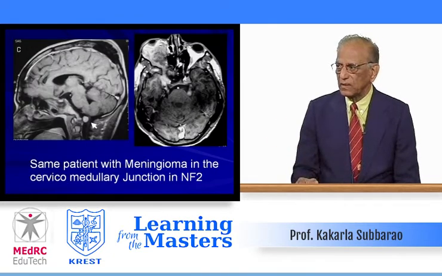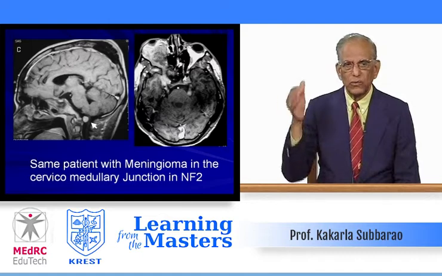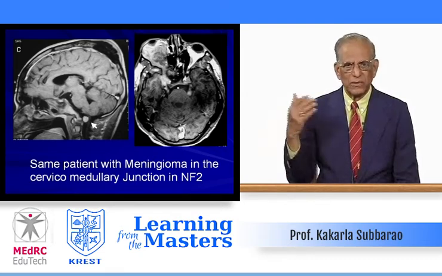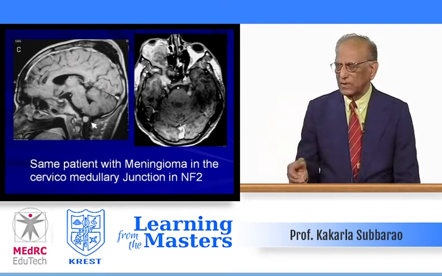Same patient again. That's why in NF2 we have to survey the entire spinal cord, because spinal cord tumors are very common, namely meningiomas, neurofibromas, etc., gliomas, etc. Same patient with meningioma in the cervicomedullary canal. Arrow points out in NF2.